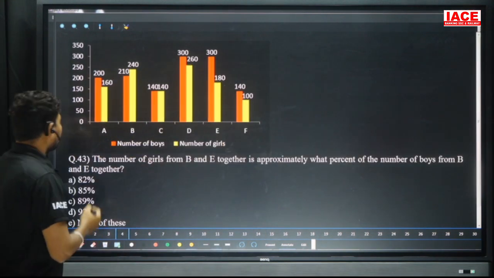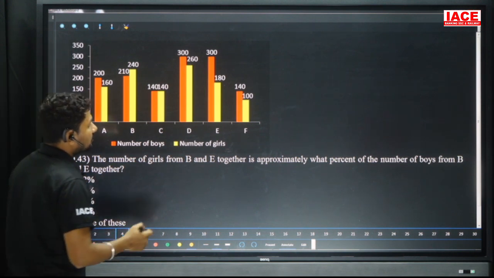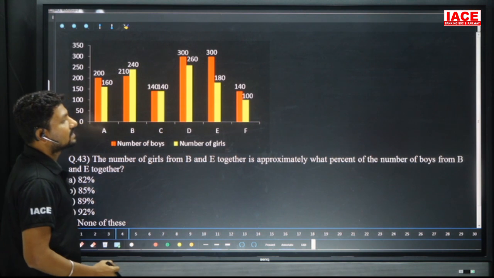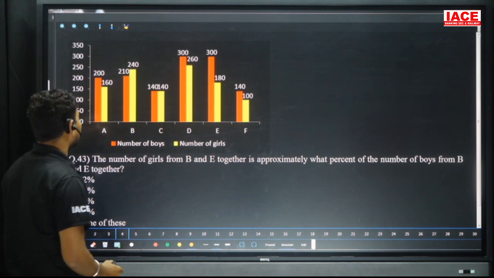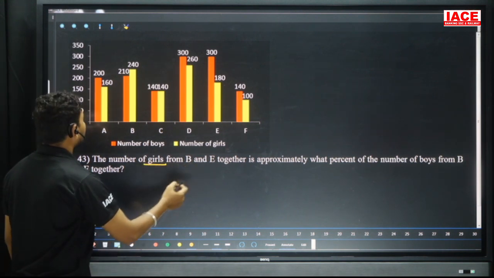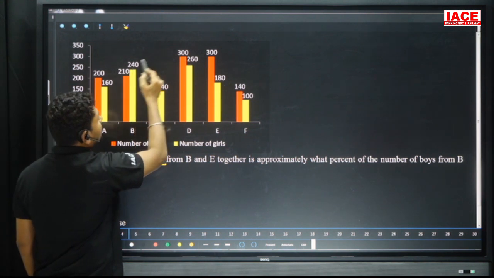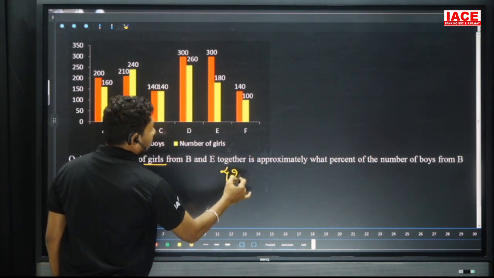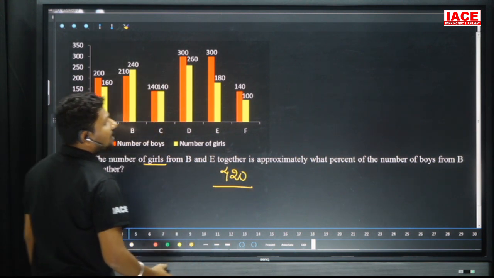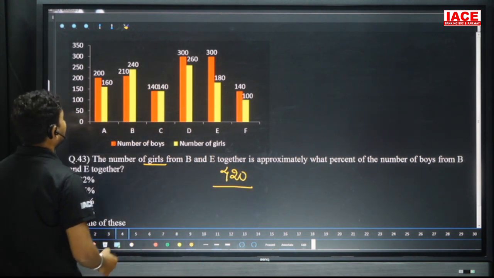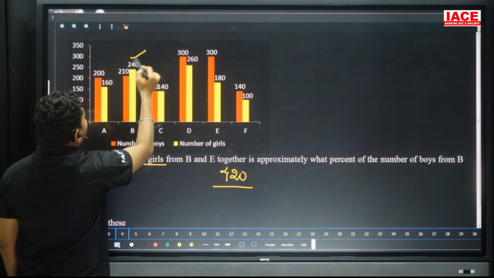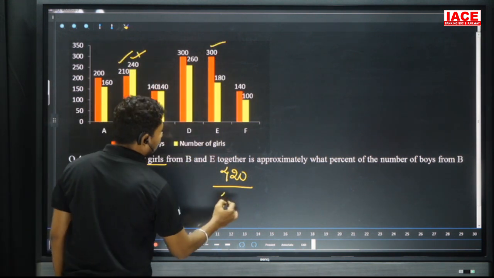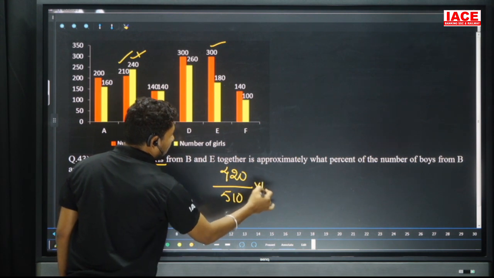We have question 43. The number of girls from B and E together is approximately what percentage of the number of boys from B and E together? So we need girls B and E together. Girls B and E value is 240 plus 180, which is equal to 420. 420 is what percentage of the number of boys from B and E together? Boys, here the 210. So next E value is 300, which is equal to 510. And we need percentage, multiply with 100.